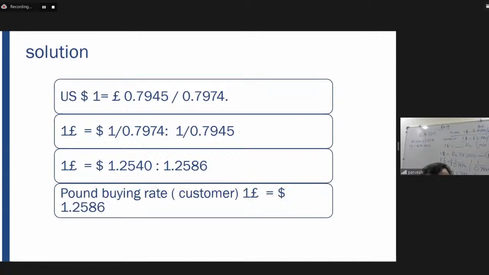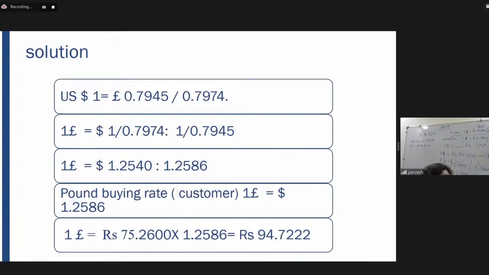So how much would be the price of 1 pound in terms of dollars if you have to buy? Then we have to look at the rate of 1.2586. So this is the ask rate, or from the customer's perspective, this is the buying rate. So he has to pay $1.2586 for buying 1 pound. Now we have both the rates with us. So we simply multiply them and calculate the rate of 1 pound in terms of rupees.